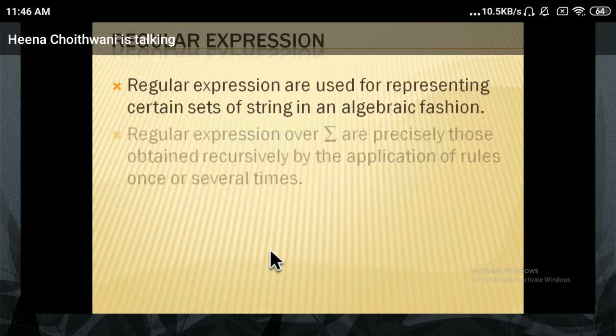Please check regular expressions over sigma. What is sigma? That is your alphabet set, right? That will have the symbols for creating your strings. Regular expressions over sigma are precisely those obtained recursively by the application of rules once or several times. So we should be aware of the rules, which rule is going to get me which particular mathematical symbol in my expression.